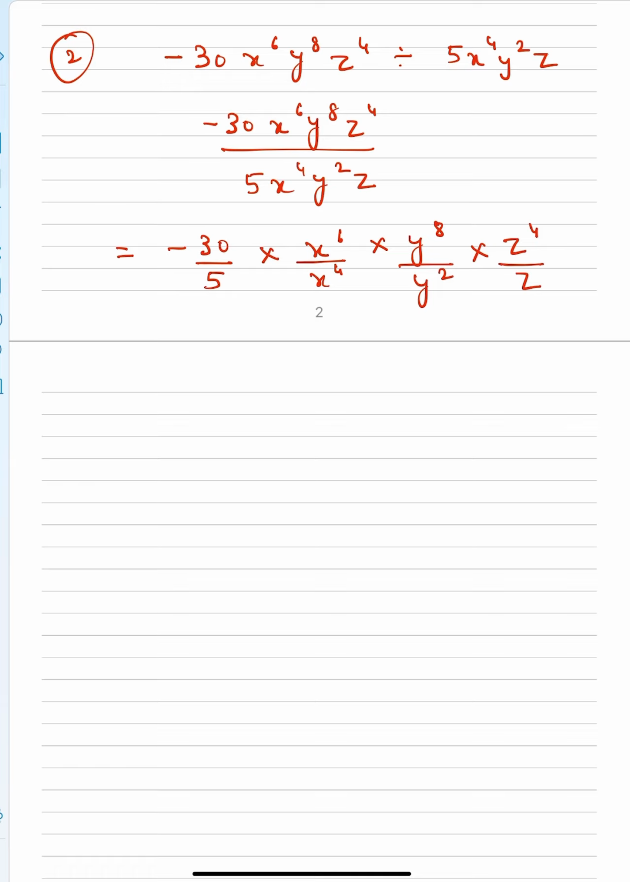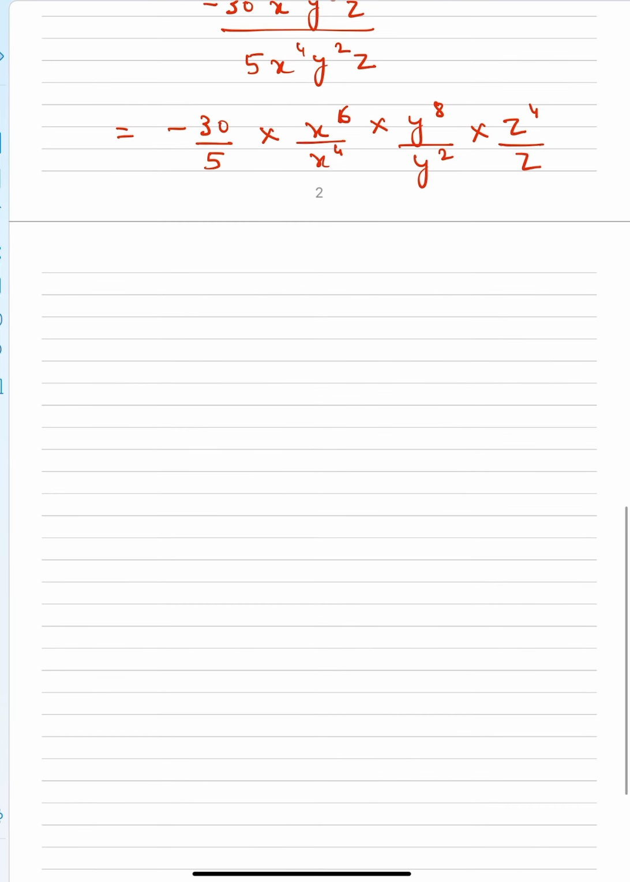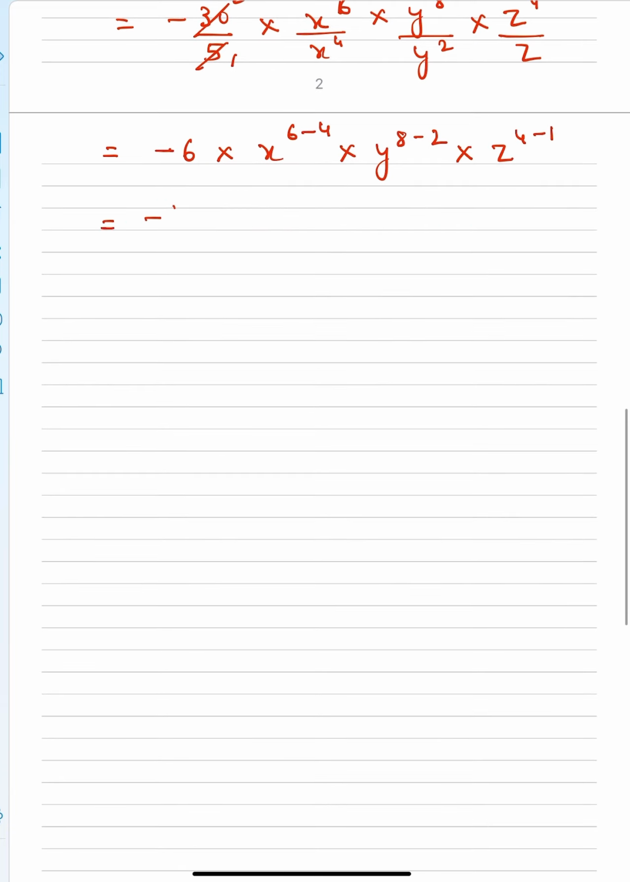Why am I writing it like this? To make it easier so that there will be no silly mistake from us. Now in the table of 5, 30 is 5 sixes. So 5 ones are 5 and 5 sixes are 30. So this will be minus 6, multiply by x raised to 6 minus 4, multiply by y raised to 8 minus 2, multiply by z raised to 4 minus 1. This is nothing but minus 6 into x square into y raised to 6 into z cube. So the answer is minus 6x square y raised to 6 z raised to 3.